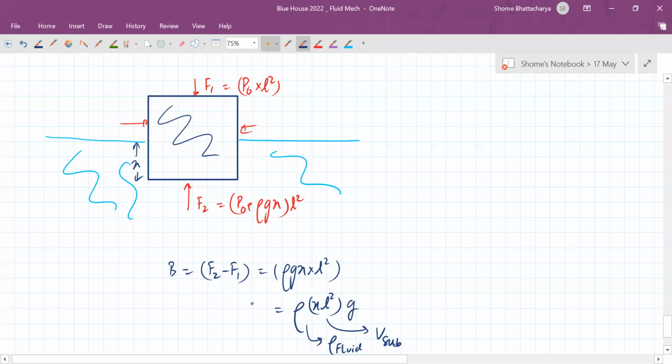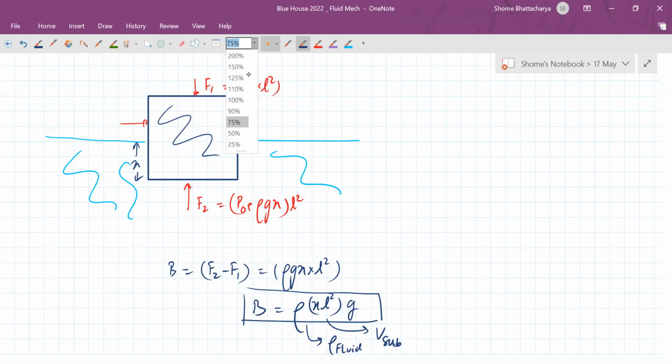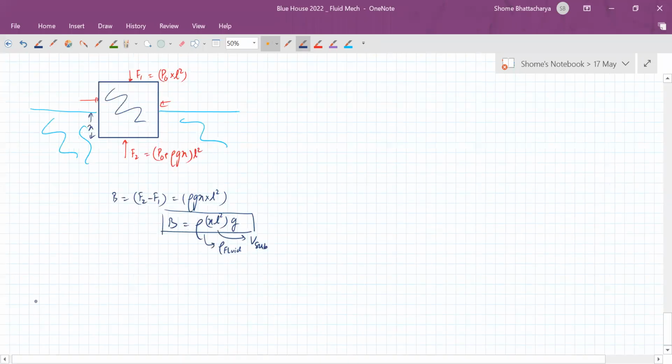So this becomes a universal equation. Whether an object is partially submerged or fully submerged, this is the general equation. Let's see an interesting question based on this.